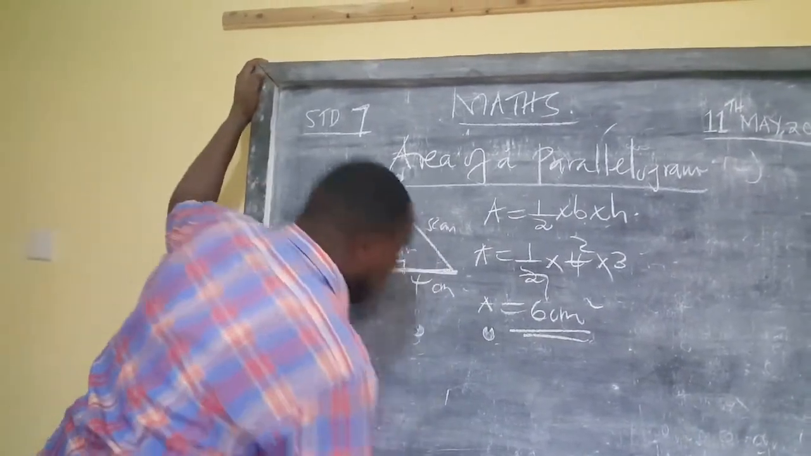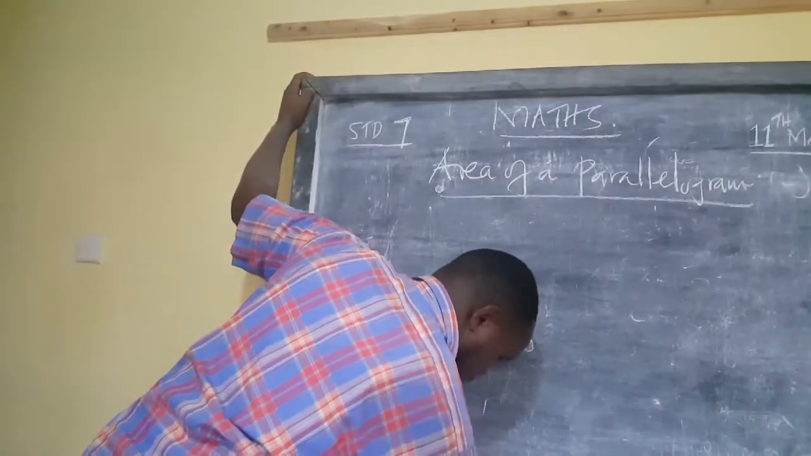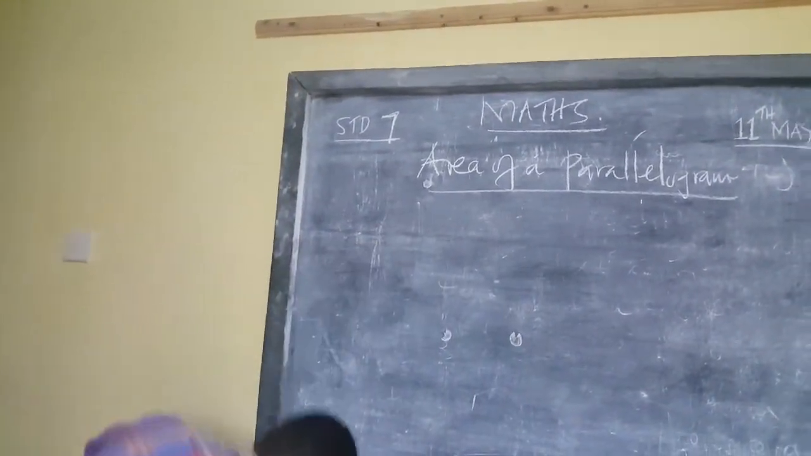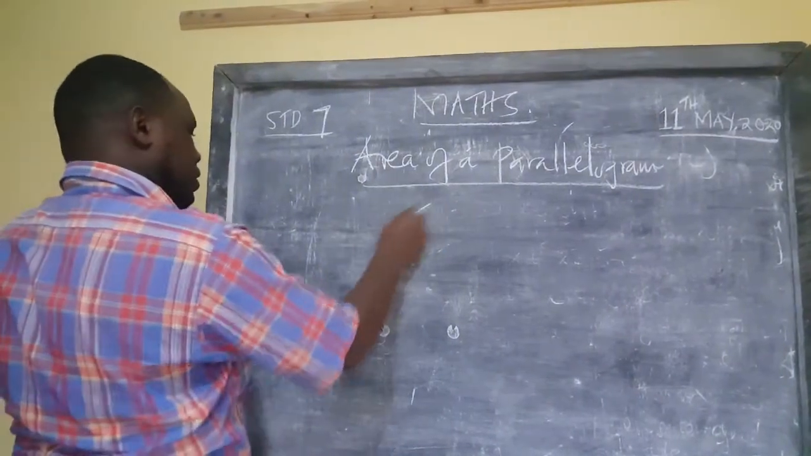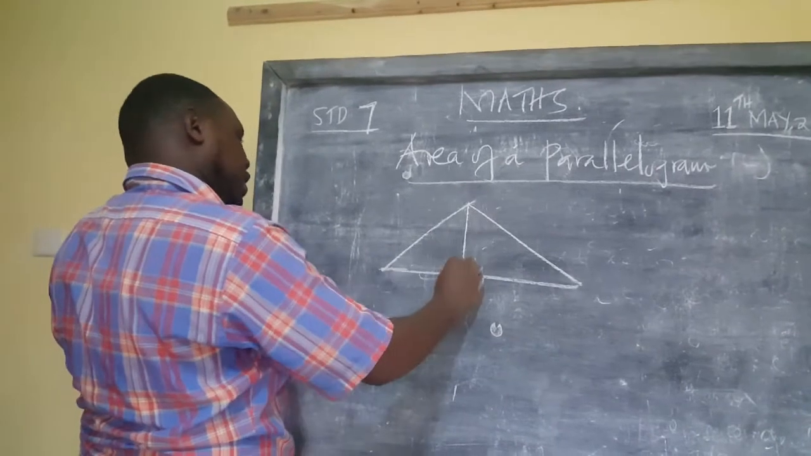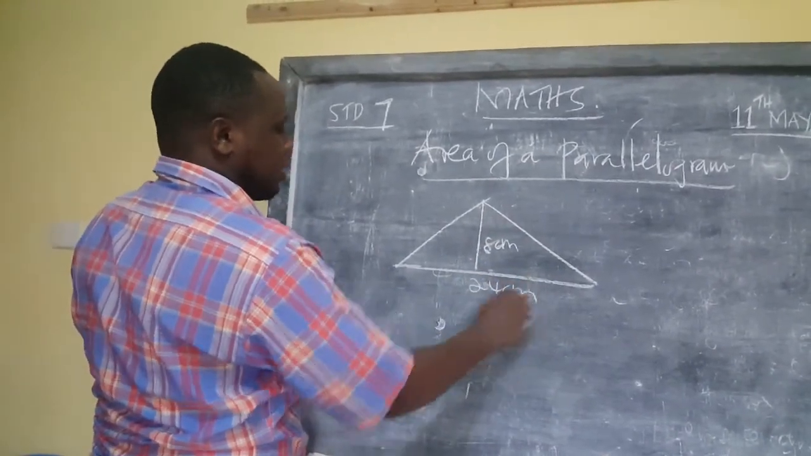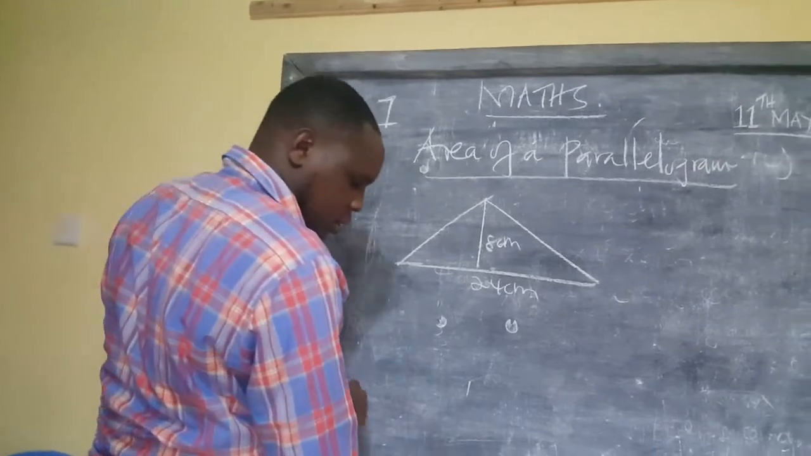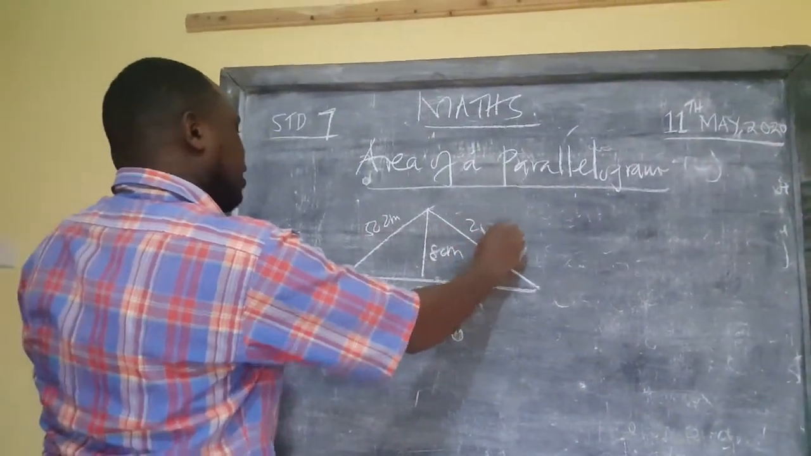If, for example, you're given another type of triangle which looks like this. This is also a triangle, and you are given this as 8 centimeters, this is 24 centimeters. This is 50 centimeters, and 25 centimeters.